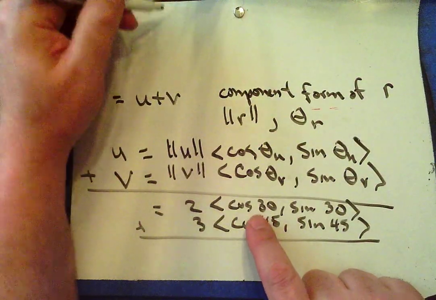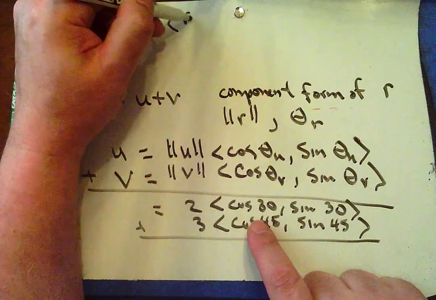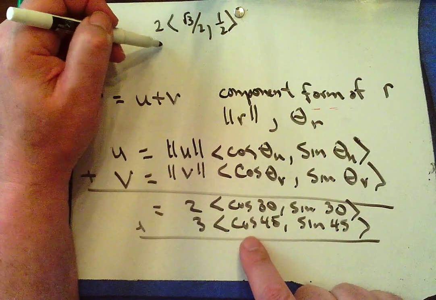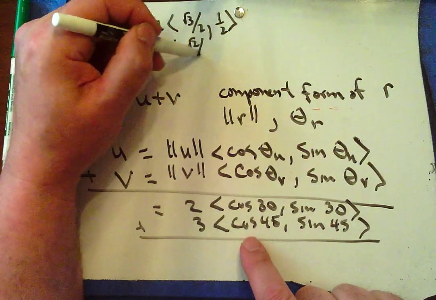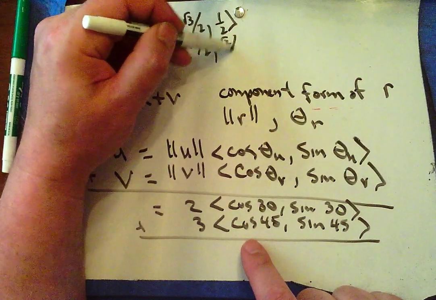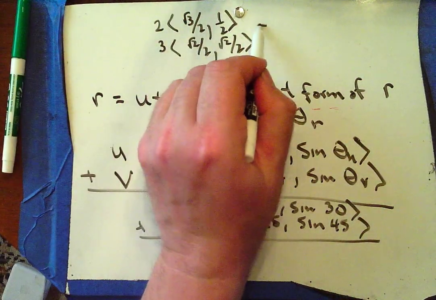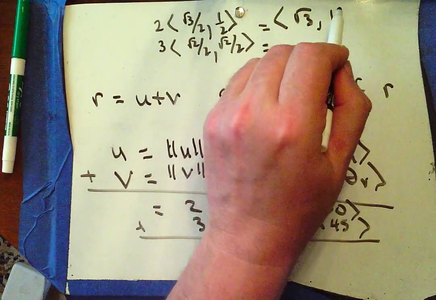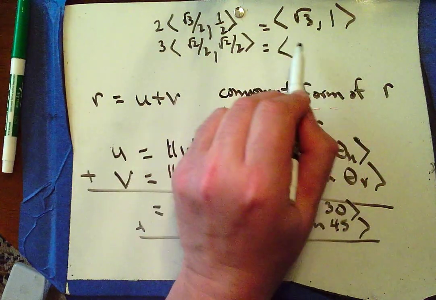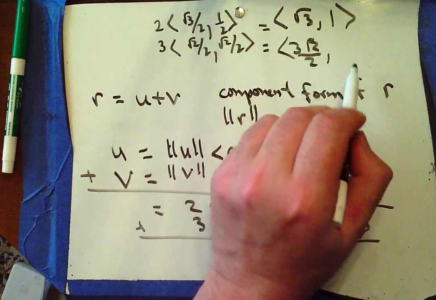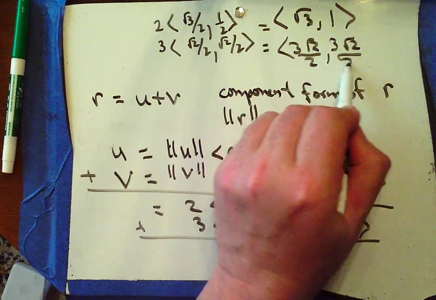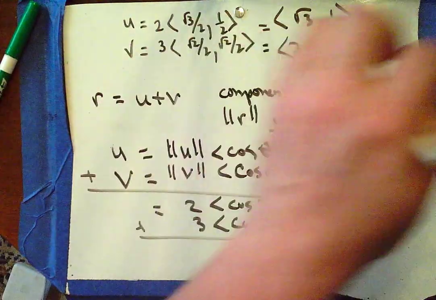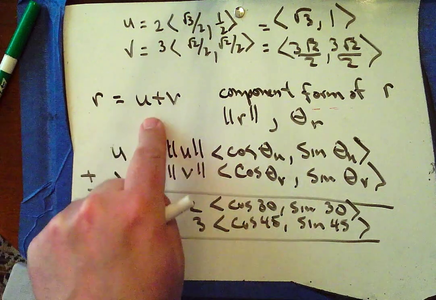We know the cosine of 30 is root 3 over 2, and the sine of 30 is 1/2. And we know the cosine of 45 is root 2 over 2, and the sine of 45 is root 2 over 2. When we distribute the magnitude in each case, I can get to component form: root 3 comma 1, and 3 root 2 over 2 comma 3 root 2 over 2. So here's u, here's v described in component form, and we're looking for r, the sum of them.